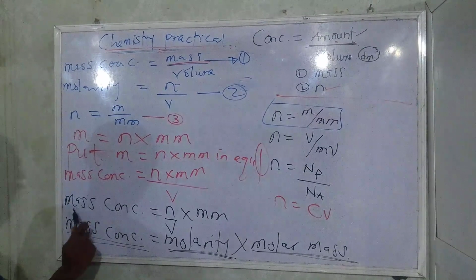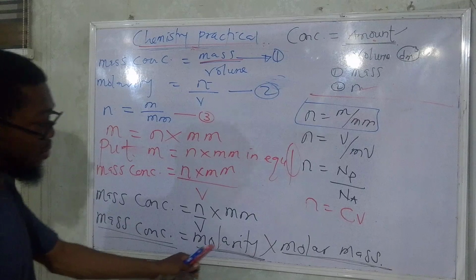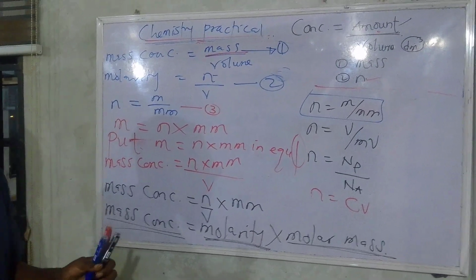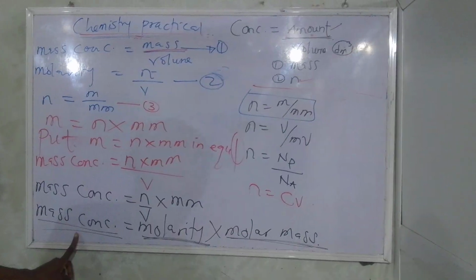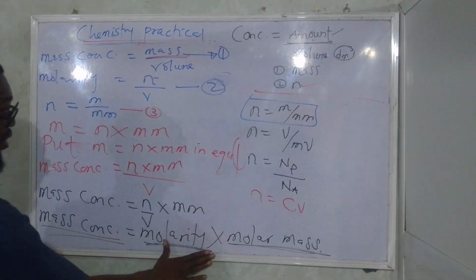You always need this, and it can be used to convert mass concentration to molarity and molarity back to mass concentration. So mass concentration equals molarity times molar mass.